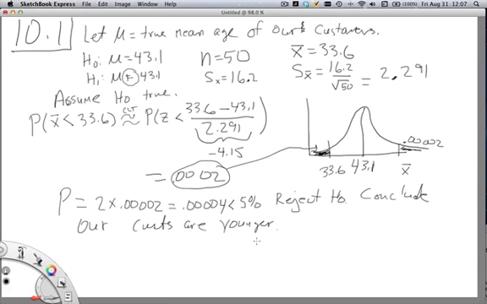Question 2, by the way, says, so 10.2, might as well knock that one off as well, says on the previous problem use a 1% test. Well, 0.00004 is less than 1%, so reject.